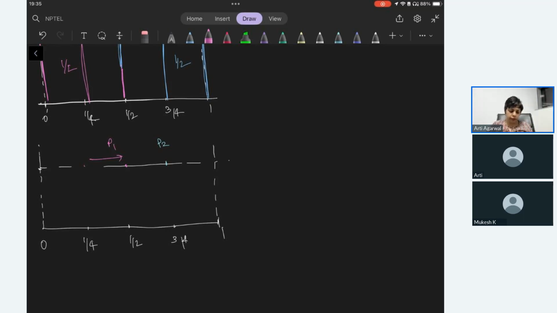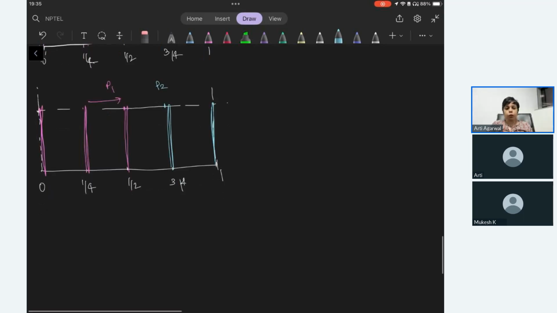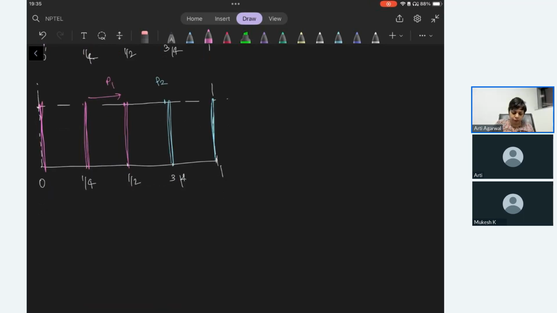Now the people at 0: P1 is still the closest candidate and he is still within 0.5 of the policy position. So all of them are going to vote for P1. Similarly, people at 1 by 4 are all going to vote for P1. For people at half, P1 is the closest candidate because he's exactly at half, so they're all going to vote for P1. They're not going to vote for P2. For people at 3 by 4, P2 is the closest candidate, so they're all going to vote for P2. So on, also for people at position 1. So now again P1 has increased his vote share. It's now 3 by 5 and this guy is getting 2 by 5.